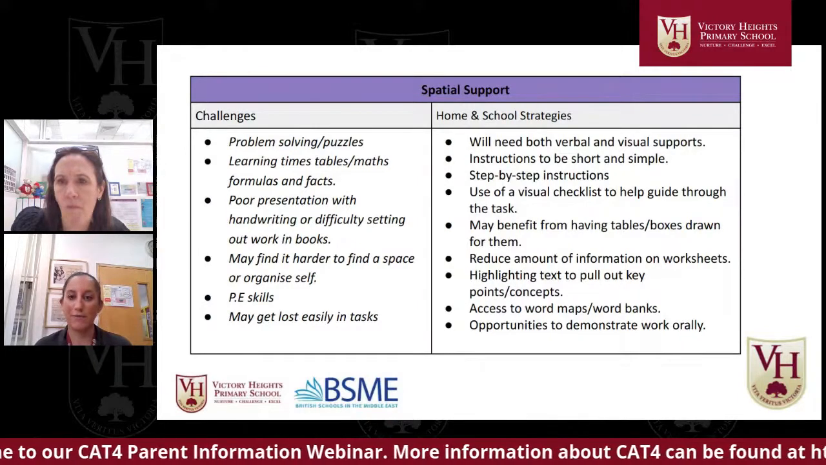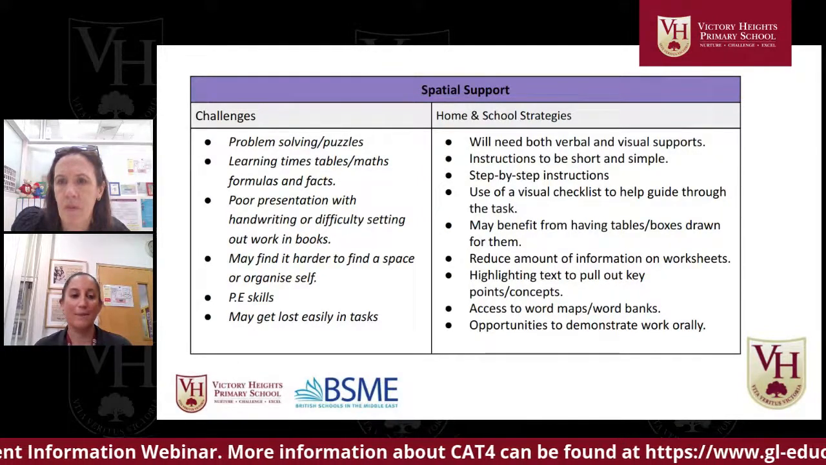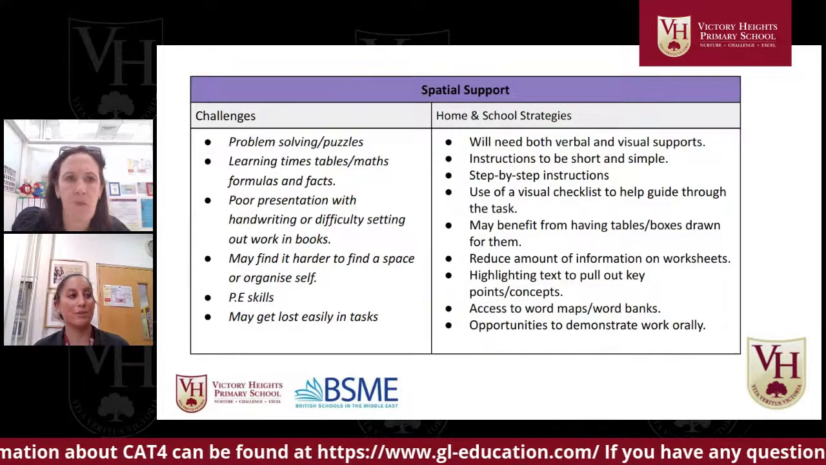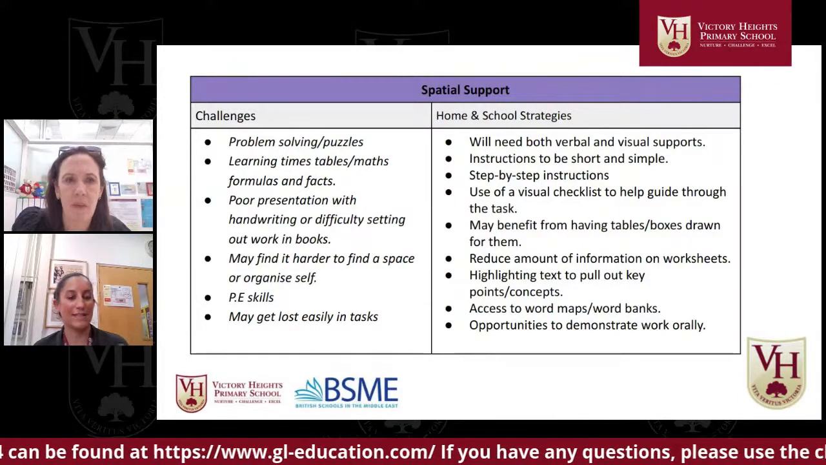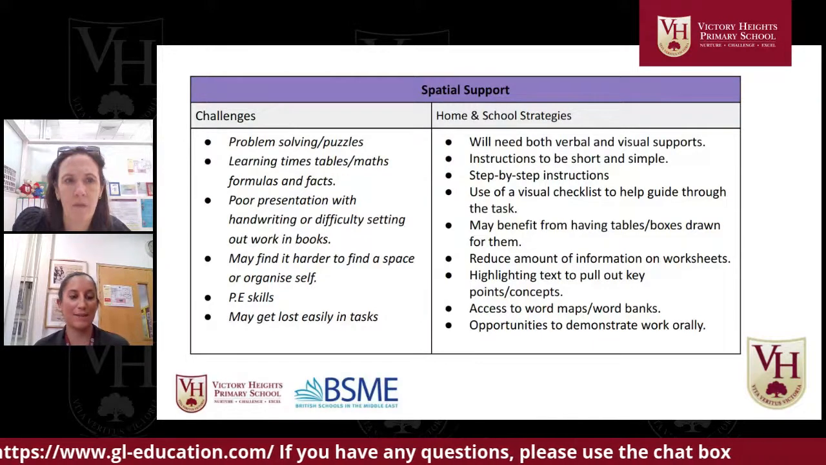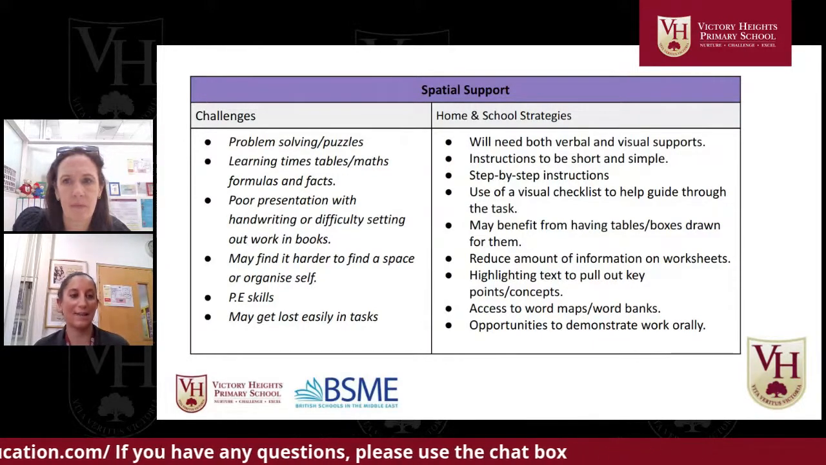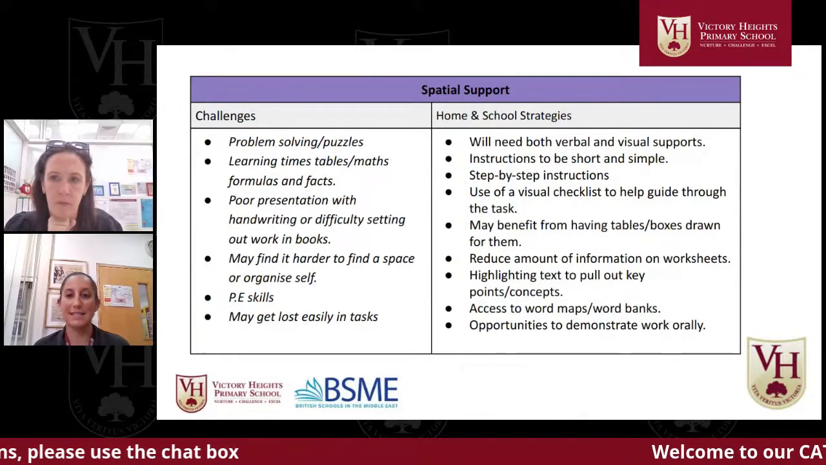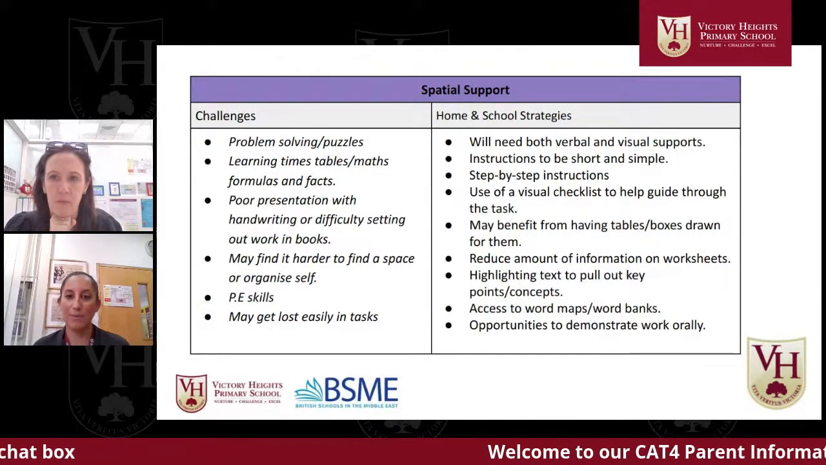So in terms of additional support, what we do in school is, again, shorter instructions, verbal and visual supports, and looking at checklists as well. Sometimes our children may have 3 or 4 things that they need to be doing. So if they're struggling to organise themselves or remember all the information, just having those written down so they can tick them off themselves can really help.